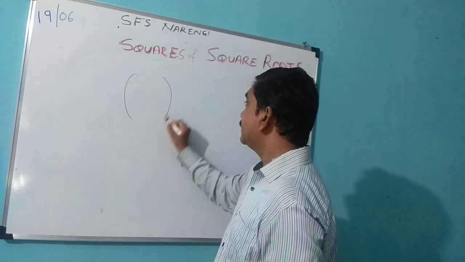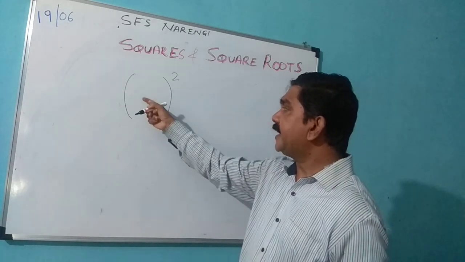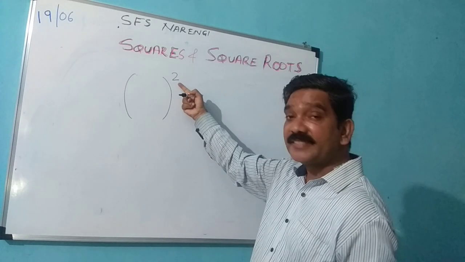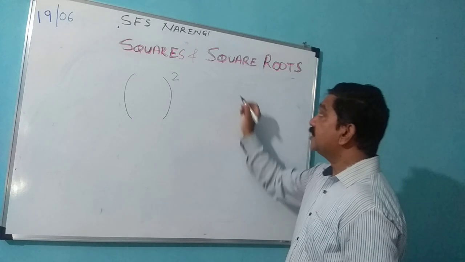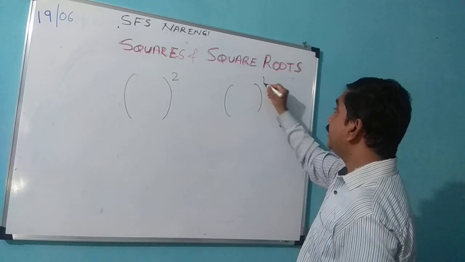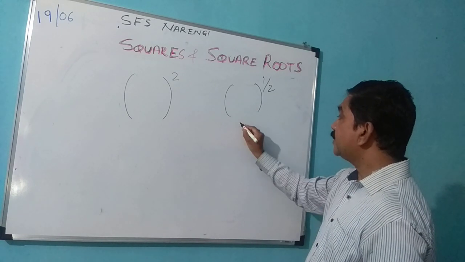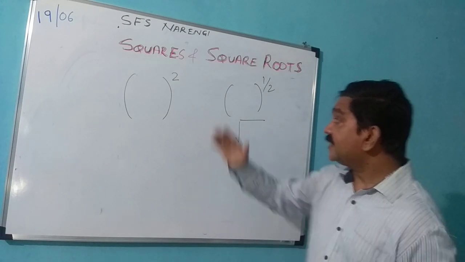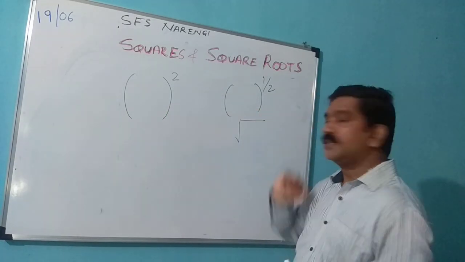For example, in this way you can write any number here. The moment you write 2 as the power or 2 as a raised integer, it becomes a square. Opposite of this, if you write 1 by 2, it becomes square root. Clear? The other symbol for square root is this. Now let us do this first, we'll be dealing with this first, then after that we'll come to this.